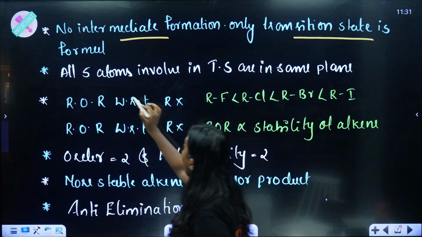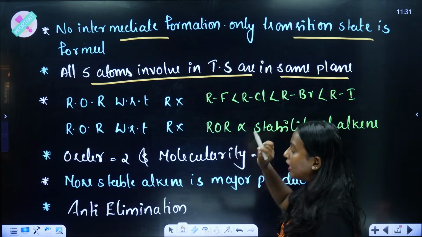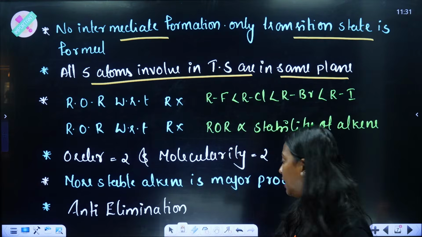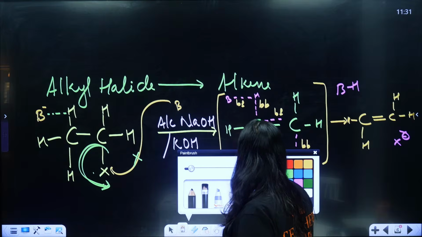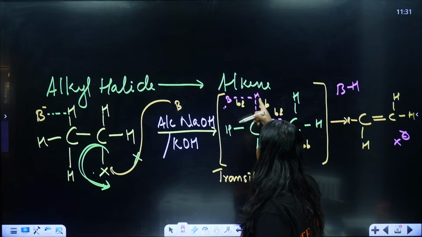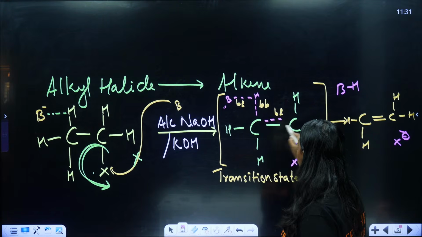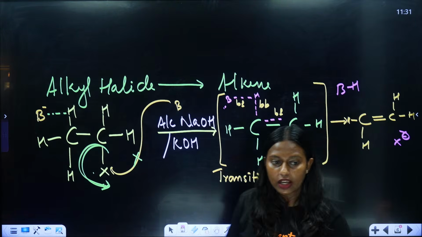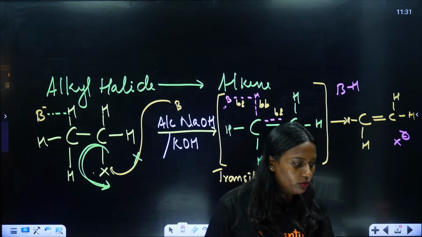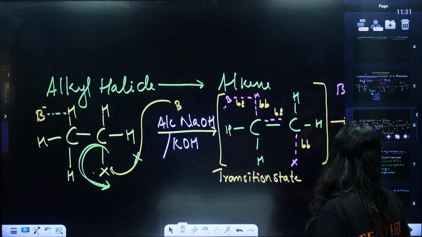Next, all 5 atoms involved in the TS are in the same plane. In this reaction, all 5 atoms should be in the same plane. Which are those 5 atoms? This base, hydrogen, this carbon and this carbon, and this halogen also. Those 5 atoms should be in one plane.